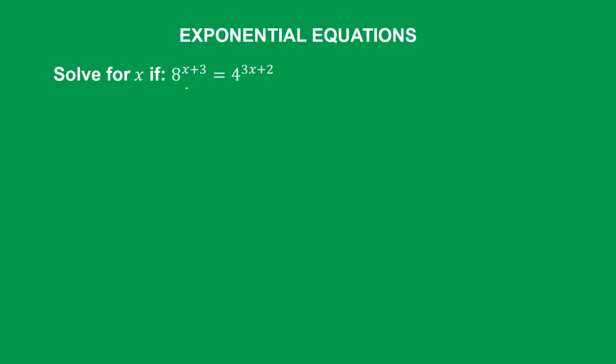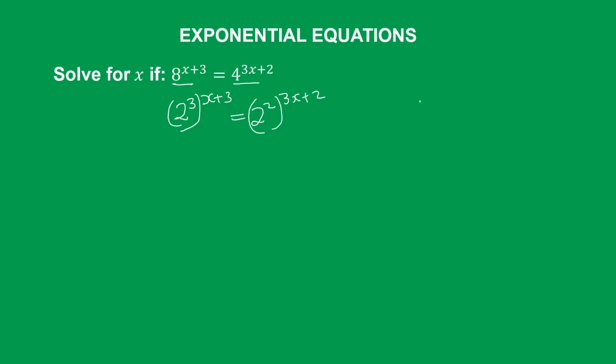We're solving for x here. We have single powers on the left-hand side of the equation and the right-hand side of the equation. But what is the problem here? The bases are not the same. So let's make the bases the same. 8 is 2 to the power 3. Then x plus 3 is equal to 2 to the power 2. Then 3x plus 2. See that?